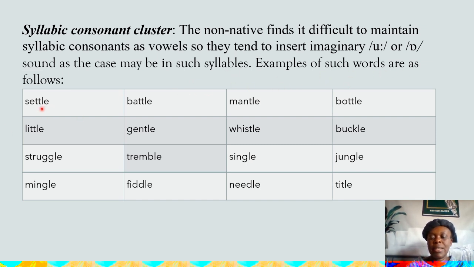So instead of saying settle, they are not able to glide between the T and the L. A syllabic consonant is like a consonant cluster, but we are taking it to be a syllable, and that syllable has the syllabic consonant as a vowel sound. We are taking this L as a vowel sound. So instead of gliding between the T and the L, they say "se-tu". They put a U sound between the T and the L. So the next time you want to say settle, please don't say "se-tu".